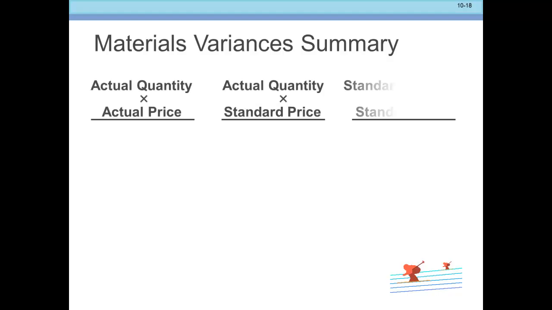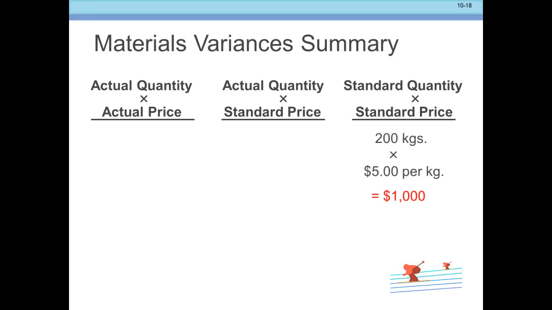The first thing we do is set up our table headings. Actual quantity times actual price, actual quantity times standard price, and standard quantity times standard price. The current production was 2,000 units times the standard quantity of 0.1 kilograms. That gets us 200 kilograms. Then we multiply that by the standard price of $5 per kilogram to get $1,000. This is what the standard tells us our cost should be to make 2,000 parkas.